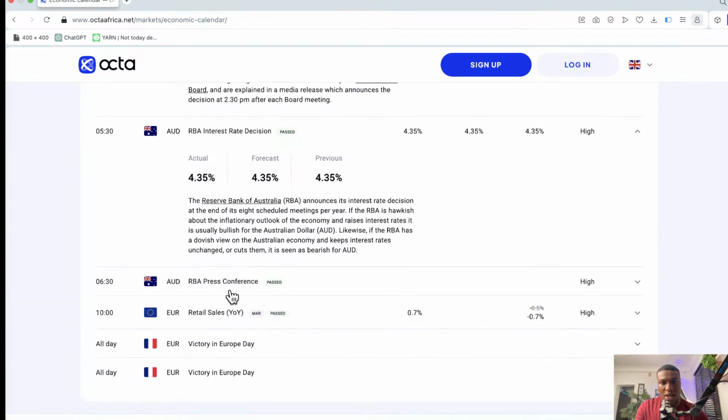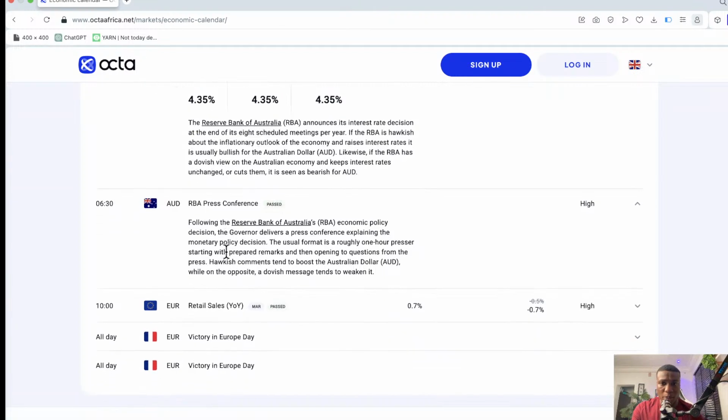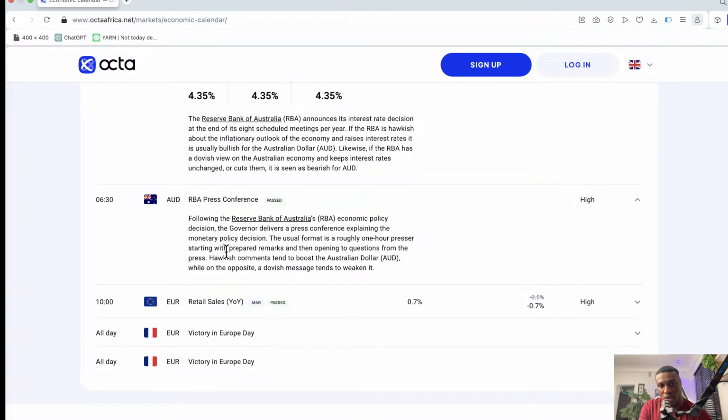And here we have the RBA press conference. So after the release of the interest rate decision, the governor of the Reserve Bank of Australia holds a press conference to provide further information on the decision and answer some questions from the media. And as traders, we also pay close attention to the governor's remarks, to find clues or tips that we can get about the central bank's future stance on the economic outlook.